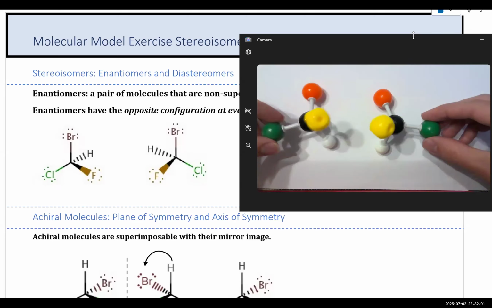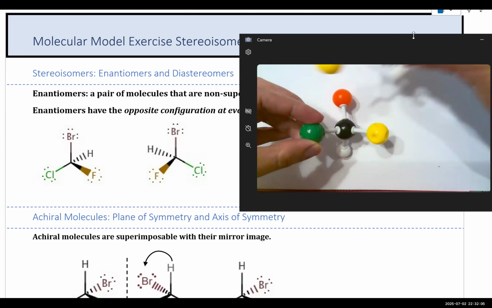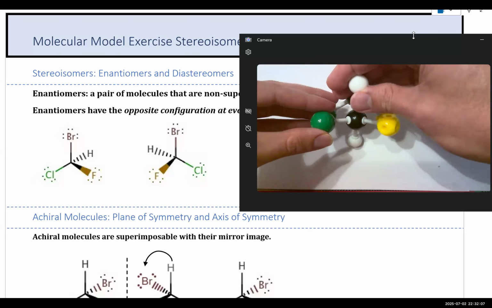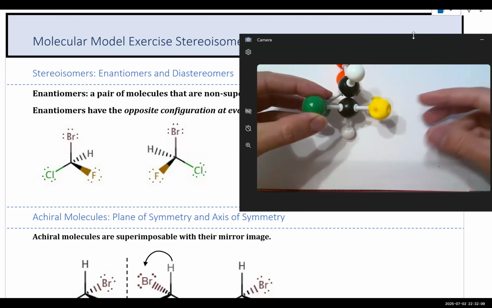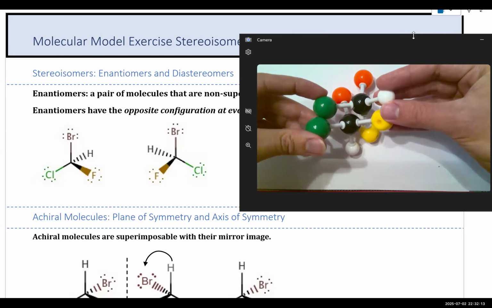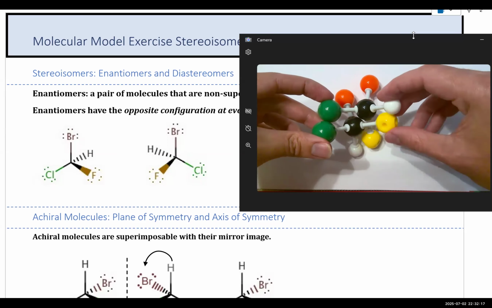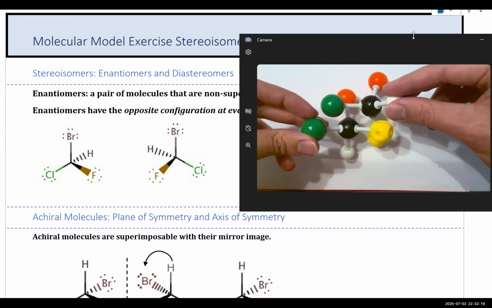Although they look like mirror images of one another, if you try to overlay or superimpose these two compounds, we see that they do not perfectly superimpose. Enantiomers are non-superimposable mirror images, and you can prove that with a model kit.